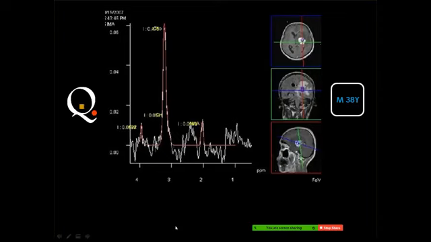I should remind you once more: if you are confronted by a spectroscopy, then go to the choline peak. This is not the enhancement of the GPM.